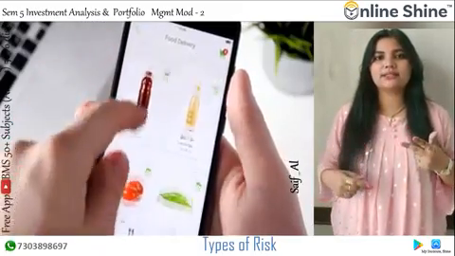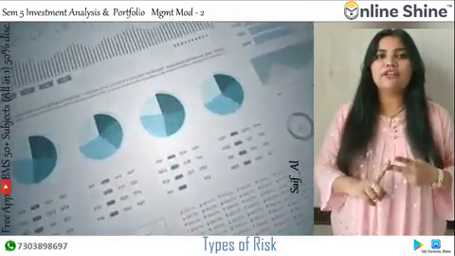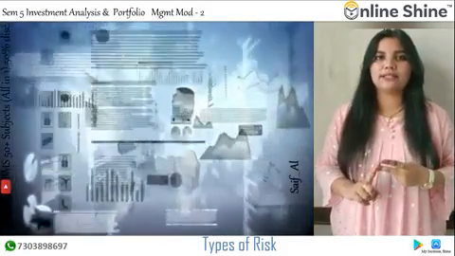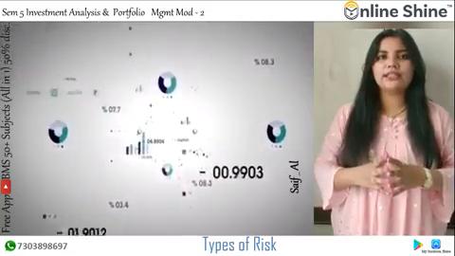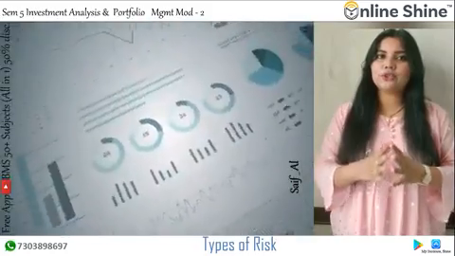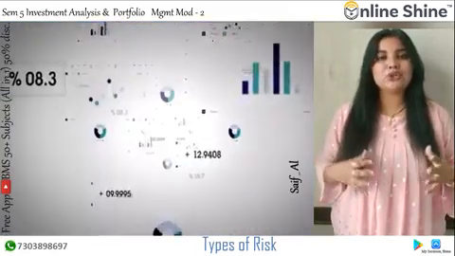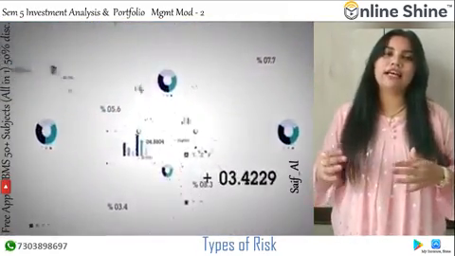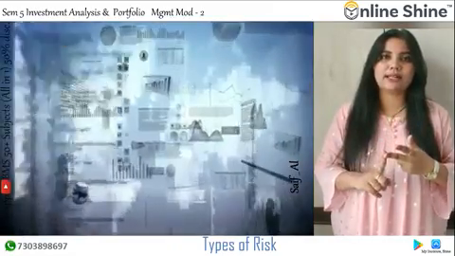The second group is unsystematic risk, which includes those factors which are internal to companies. It is micro in nature and affects only those particular companies. These are controllable to a great extent. The total variability in returns of a security is due to the total risk of that security. Hence, total risk is equal to systematic risk plus unsystematic risk.